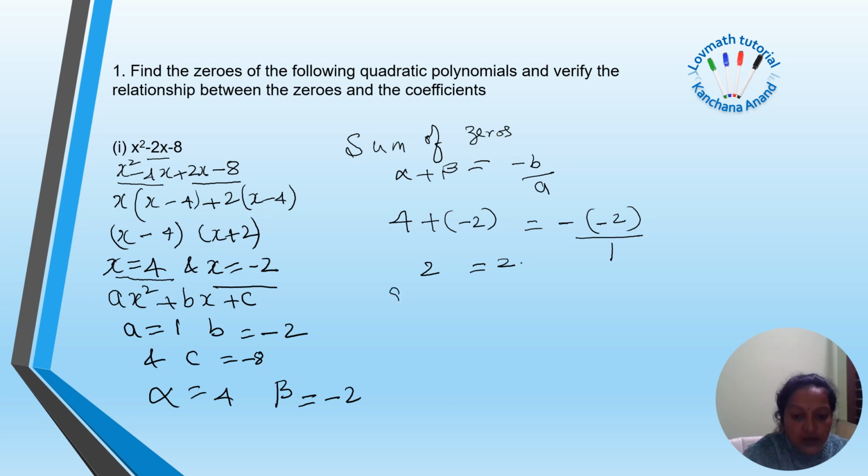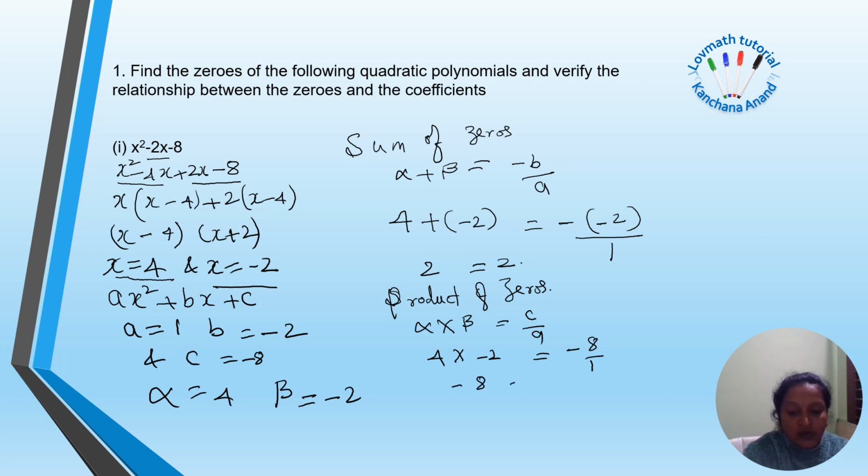And now let us find the product of zeros. So the product of zeros becomes alpha into beta is equal to c by a, that is 4 into minus 2 is equal to minus 8 by 1, which is equal to minus 8 is equal to minus 8. So this is the relationship between the zeros and the coefficients.